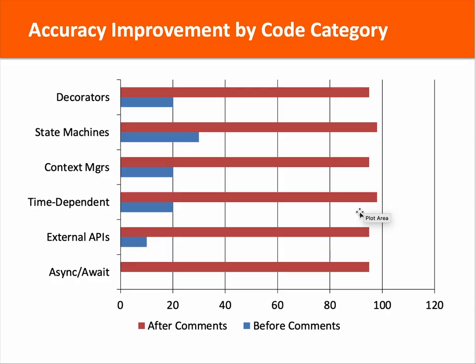Again, the pattern is clear. Categories which require specific testing patterns or libraries benefit the most from explicit guidance. If your code base is heavy on async or external integration, which usually is the case with production ready software, commenting for the test generation is essentially mandatory.